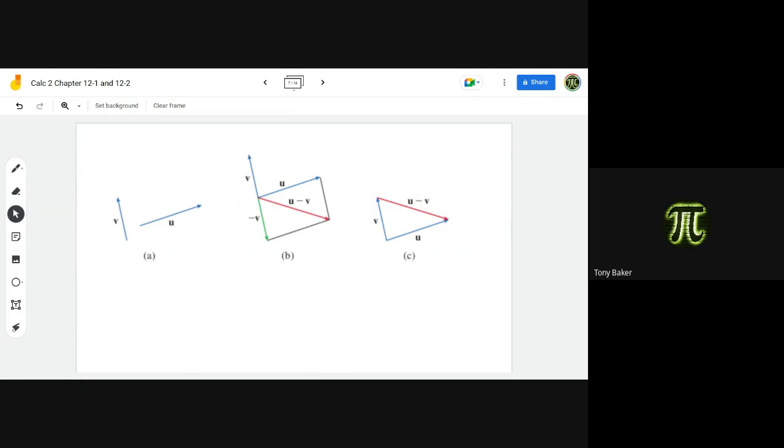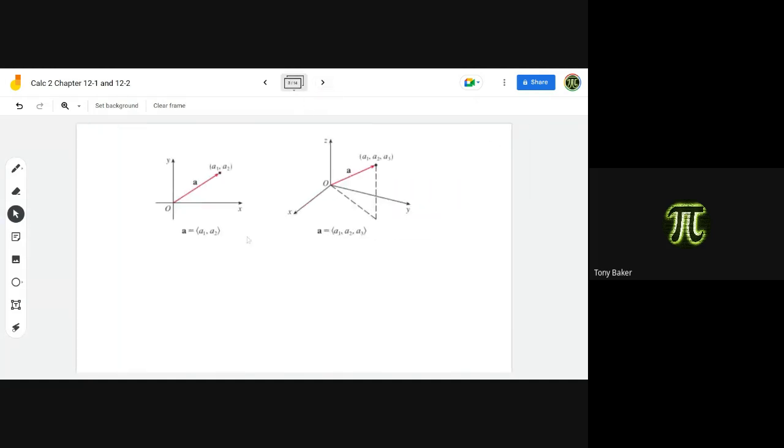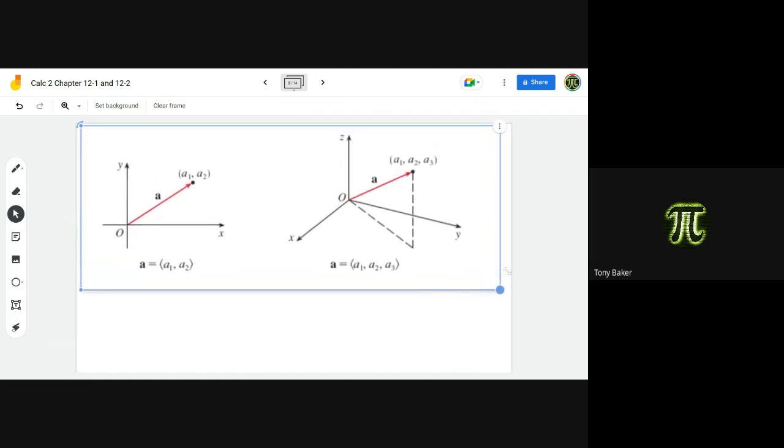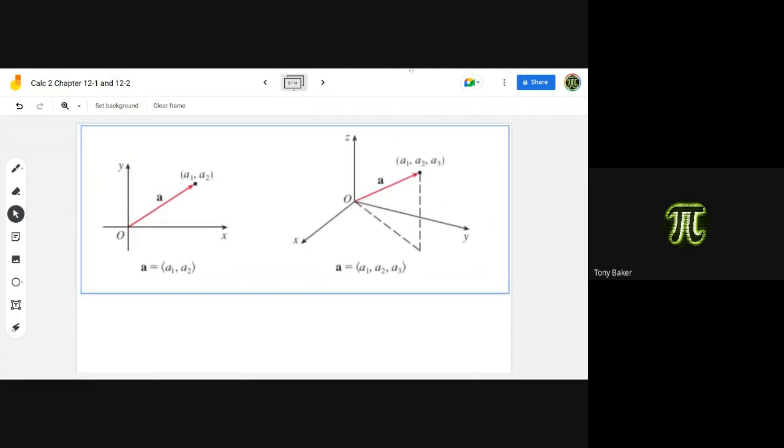All right, now on to actually doing the work. All that was just basically explanations. Now let's actually do some problems. You're going to see two different ways to identify a vector. The first one is based on the components of the vector.